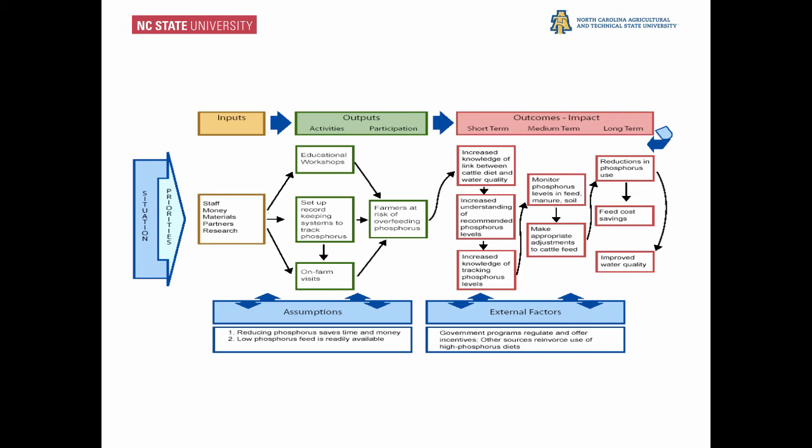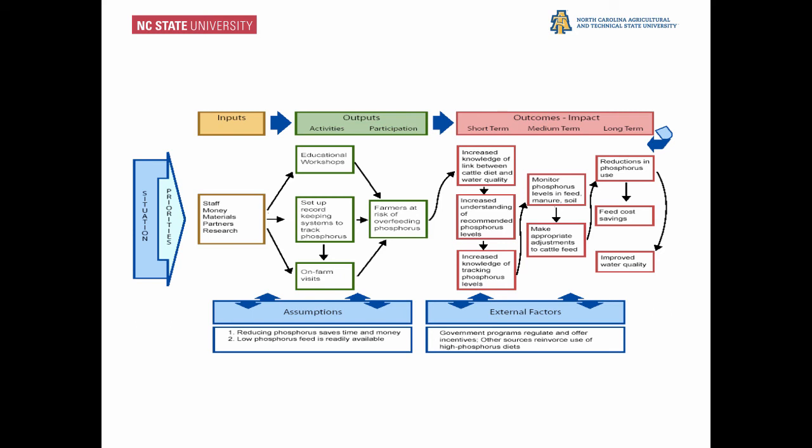Now that we've talked about the fundamental elements of a logic model, let's finish up talking about describing the program by looking at a couple of logic models. The first one is a program to improve water quality. There are a couple of assumptions built into the model, which are listed at the bottom. First, that reducing phosphorus saves time and money, and that low phosphorus feed is readily available. These seem like reasonable assumptions. Do you agree? The model only works based on the fact that these assumptions hold true. Also, the model considers one external factor, that government programs regulate and offer incentives.